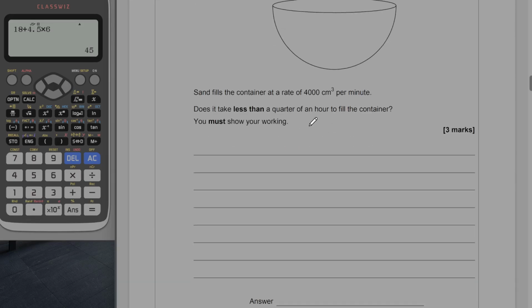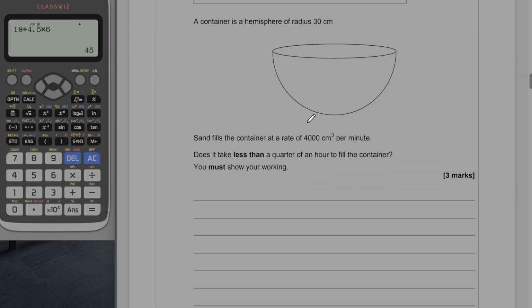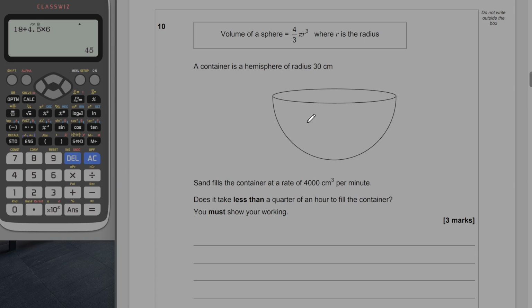Right, question 10. The volume of a sphere is 4/3 pi r cubed, where r is the radius. A container is a hemisphere of radius 30 centimeters. Sand fills the container at a rate of 400 centimeters cubed per minute. Does it take less than a quarter of an hour to fill the container?